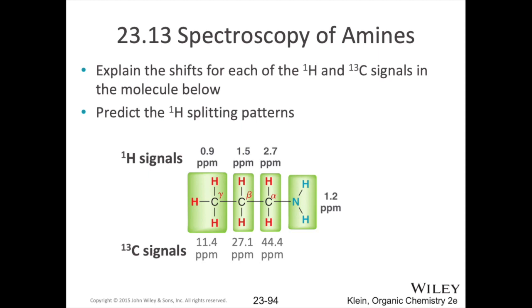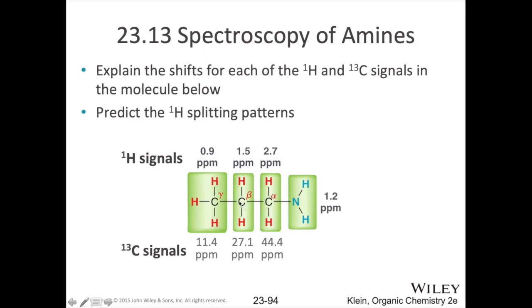All right, so here we have an example molecule. We have propylamine, or propanamine, to use the IUPAC name. You can see from the proximity to that electronegative nitrogen and the deshielding effect that the protons on those carbons get shifted further and further downfield, and you have less of that deshielding effect as you get further away from that nitrogen. Okay, same thing with the carbon 13 signals.